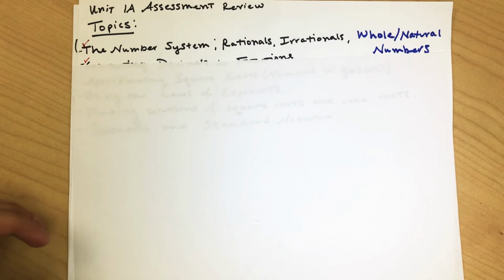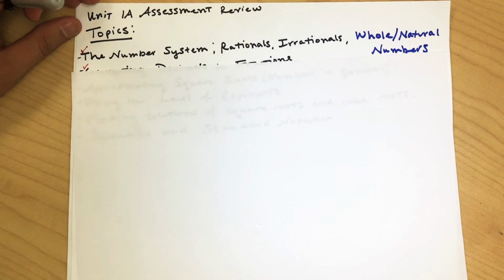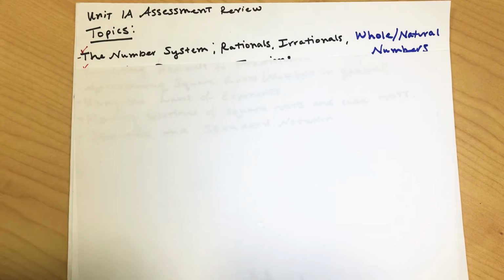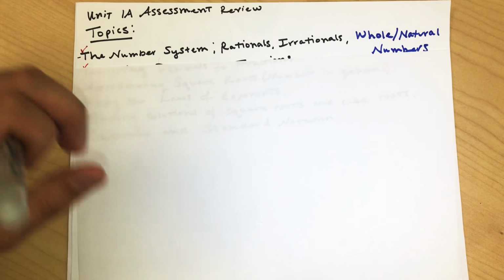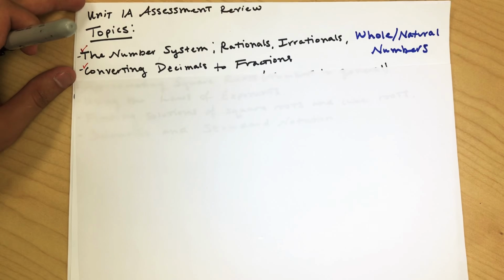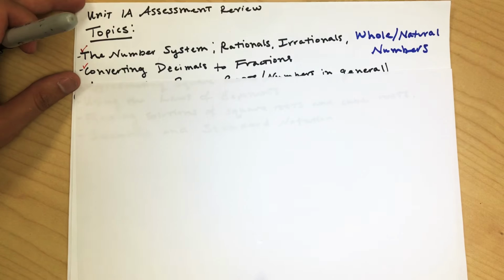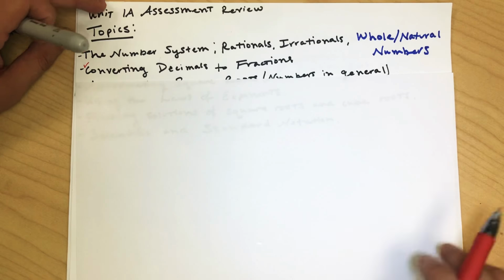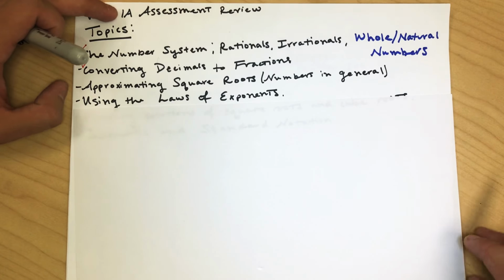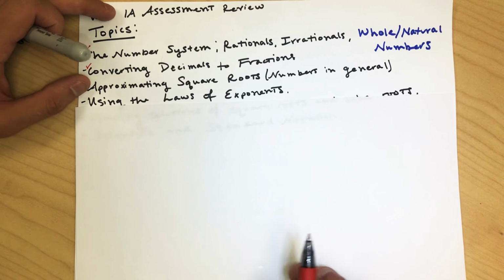Topic that we're going to go over for the Unit 1A assessment video. So let's look into it, okay? So we already looked over the number system, all right, rationals, irrationals, whole natural numbers, okay? That was the first thing we did. Then we did converting repeating decimals to fractions, okay? After that, we did approximating square roots. That's what we just got done doing, all right?